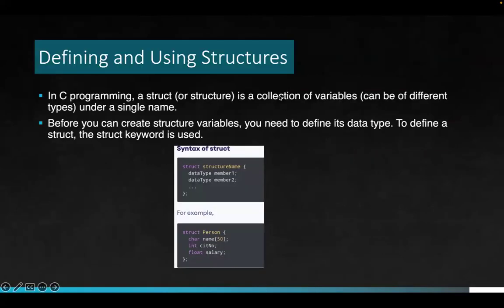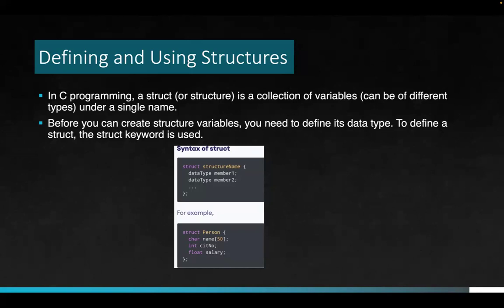Let's start with defining and usage of structures. In C programming, struct means a structure is a collection of variables. This collection of variables can be of the same data type or different data types as well. So all these variables can be present under the same structure with a single name. Now we can use an example. We can use either a character variable, int variable, float variable, or array variable.